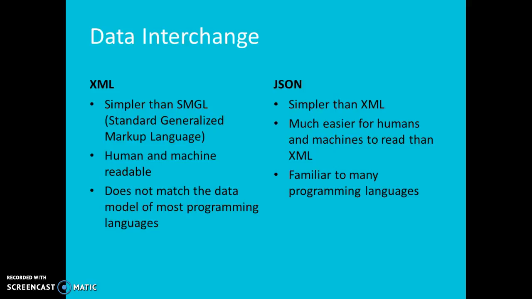JSON's text format uses conventions that are familiar to programmers of the C family of languages, including C, C++, C#, Java, JavaScript, Perl, Python, and many others. These are properties that make JSON an ideal data interchange language.